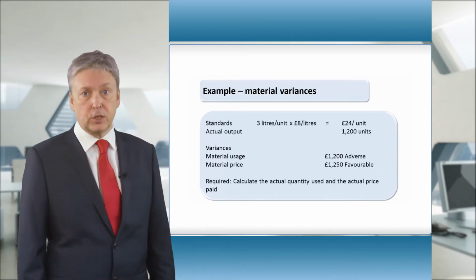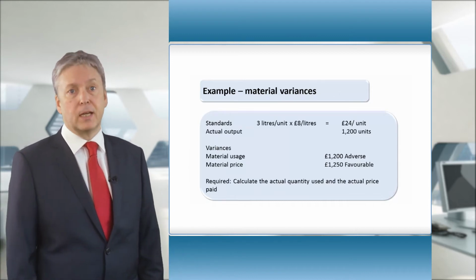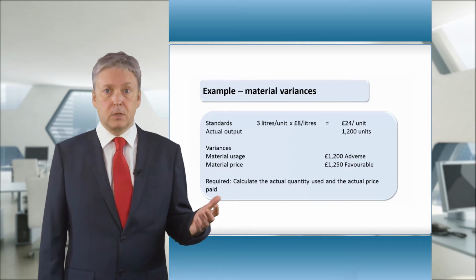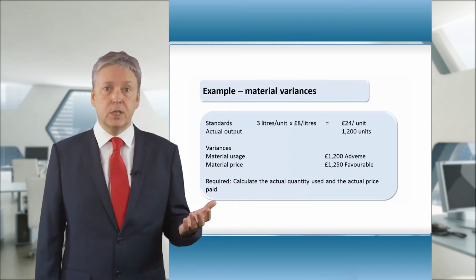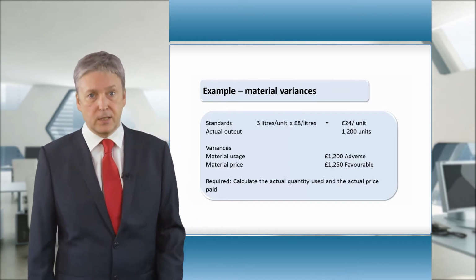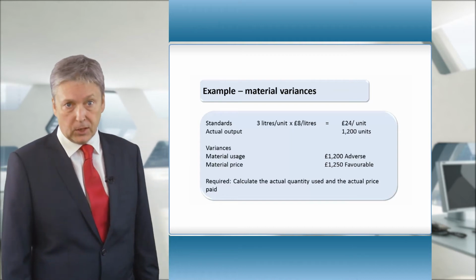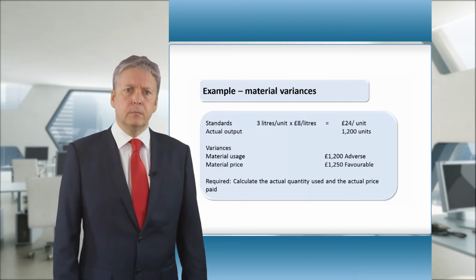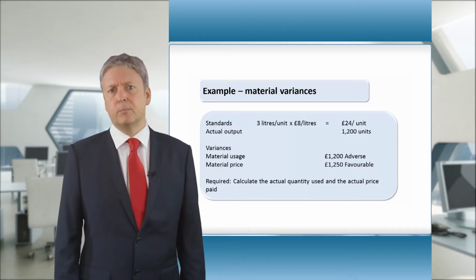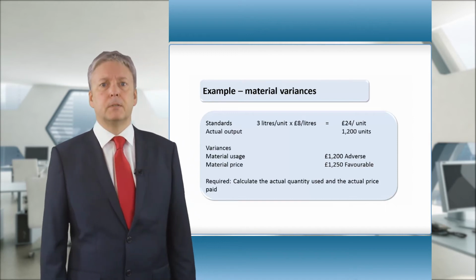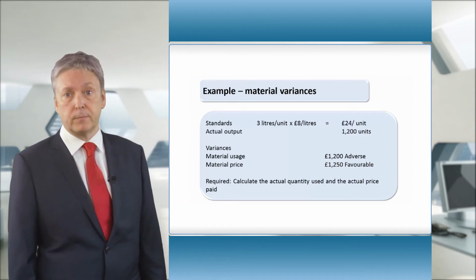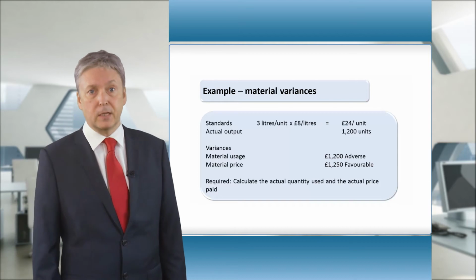And looking at a question, this is the sort of thing that you may get. If you look at the top, we're given some standards. So, we know the standard usage and we know the standard price. We're also given the actual output. The only other information that we're given is the material usage and the material price variances. And what we want to do is to calculate the actual quantity used and the actual price paid.